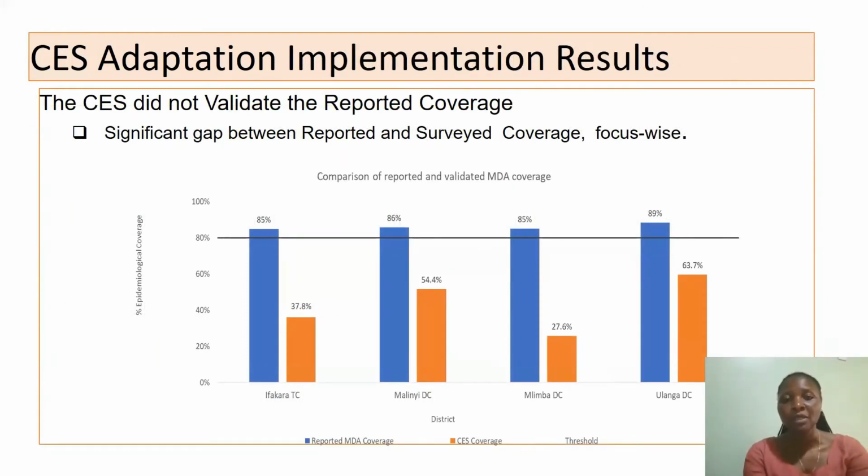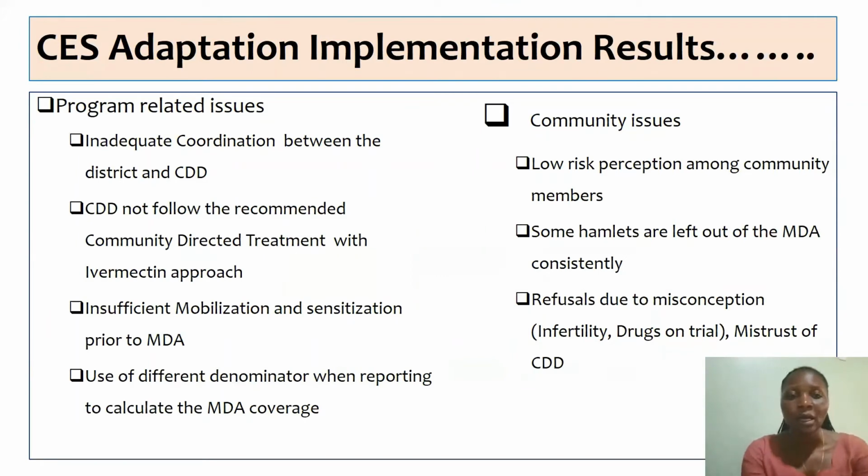The findings from this survey are that, first of all, with the quantitative part, we did not validate the reported coverage because there was a significant gap between the reported and surveyed coverage, focus-wise, as you can see on the graph. And also on the qualitative component, we had findings which we grouped into 2 categories. First of all, those findings which were programmatic related, and also findings which were community related.